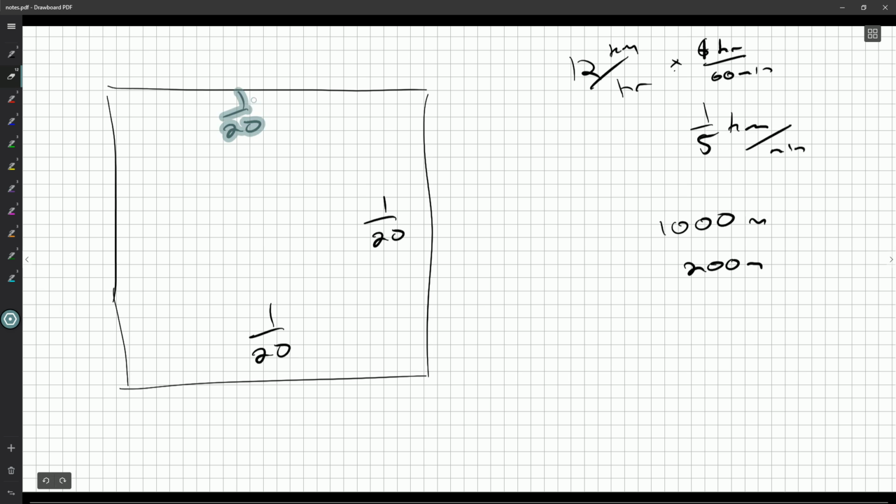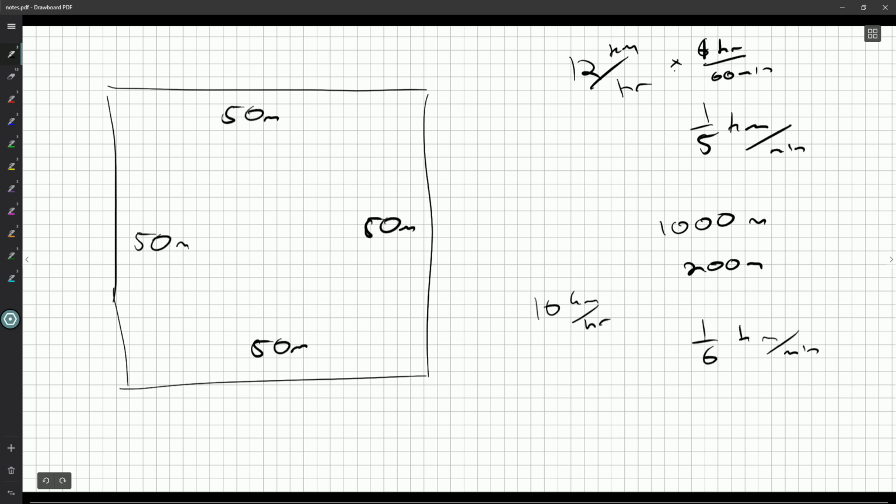It might be easier to work with meters. You can keep it with kilometers. I'm going to try it with meters for a moment. So each of these is 50 meters. Okay. And 10 kilometers per hour is going to be a sixth of a kilometer per minute. Okay, with a sixth, I can't divide that into 1,000. So actually, we're going to go back and do 20ths. Each of these is 1/20th of a kilometer.